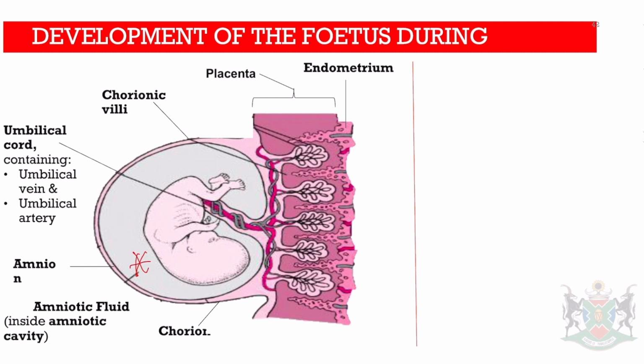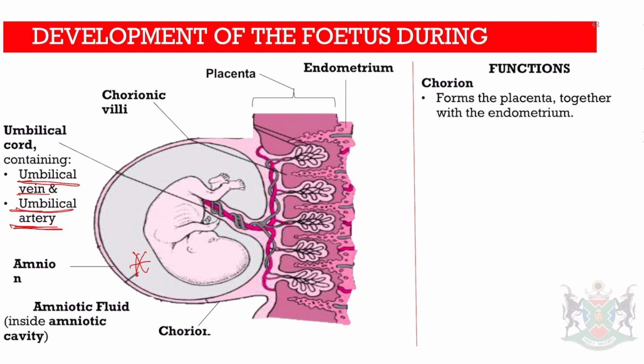Now, the umbilical cord contains 2 blood vessels, the umbilical vein and 2 umbilical arteries. We need to know what the function of the umbilical vein is and the functions of the umbilical artery as well. Right, let's go into the functions. So, the function of the chorion is that it forms the placenta, together with the endometrium. Remember, the chorionic villi embeds on the mother's endometrium, and then that forms the placenta.